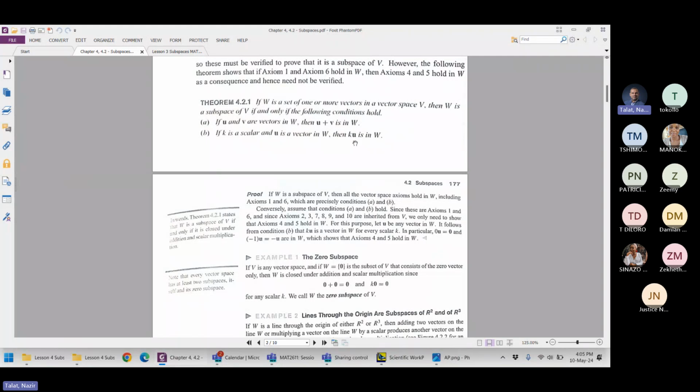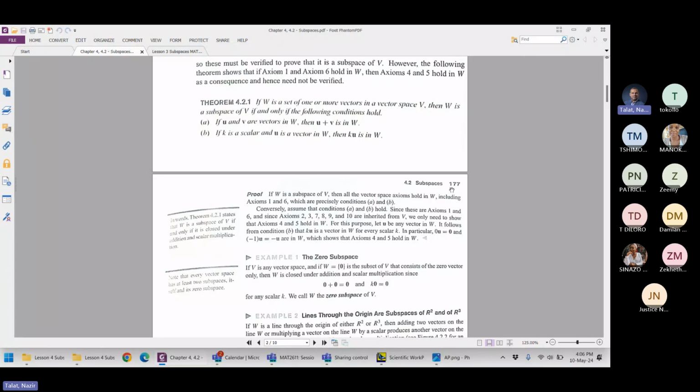And the second condition is that if k is any scalar and u is any vector in W, then ku also belongs to W. If set W satisfies only these two axioms, then automatically this W also becomes a vector space, and we call it a subspace of its superset V, which was given before as a vector space.